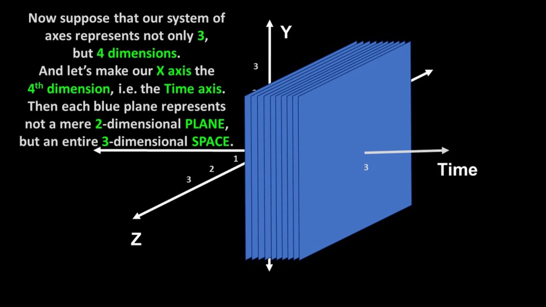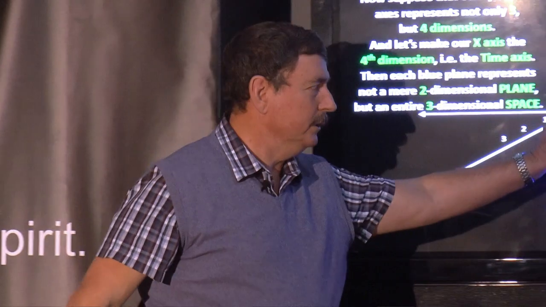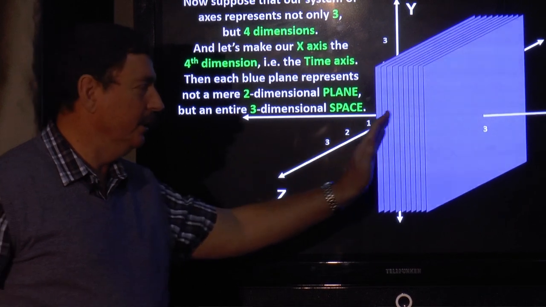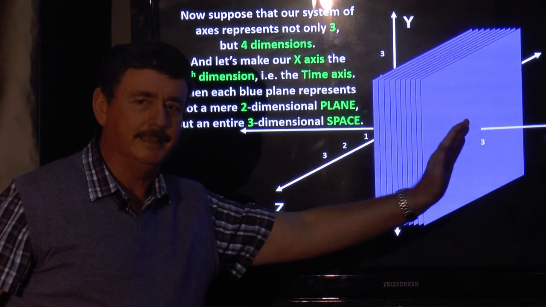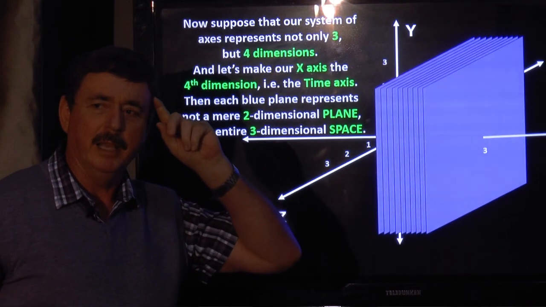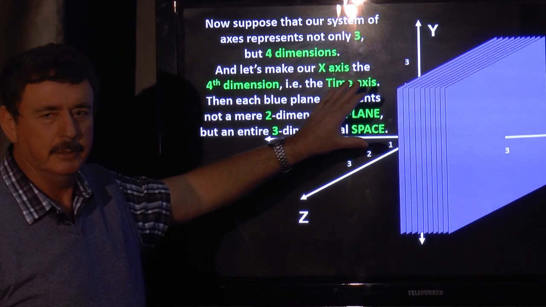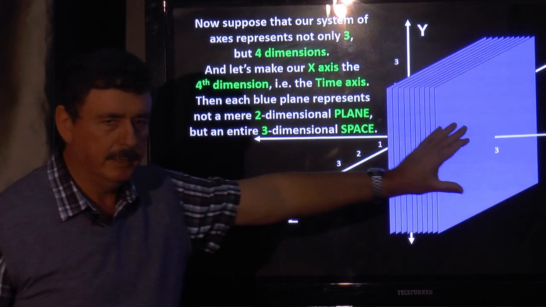Now, suppose that our system of axes represents not only three, but four dimensions. I can't draw it for you, because I'm also trapped in three dimensions. But let's make our x-axis the fourth dimension, that is, the time axis. So what do you have to do now? You have to look just at this part of the picture and forget about this part of the picture. You look just at the x-axis, which now is the time axis. And you imagine for yourself that there are three more axes on this side. We don't know exactly how it's going to look because we are trapped.